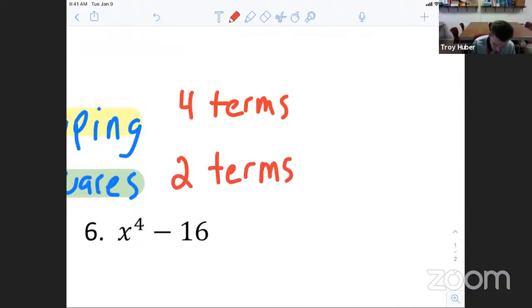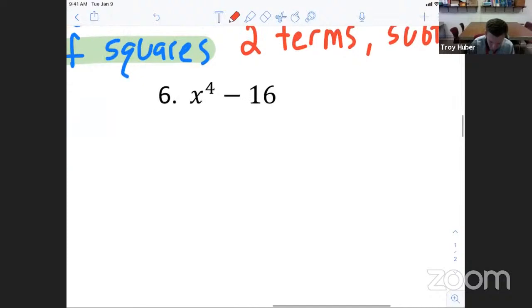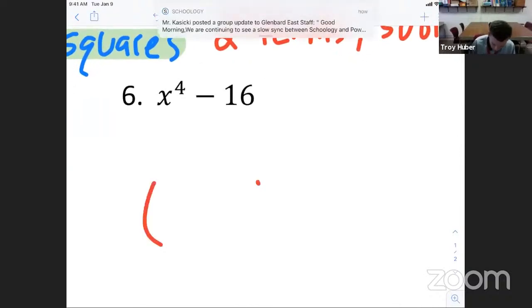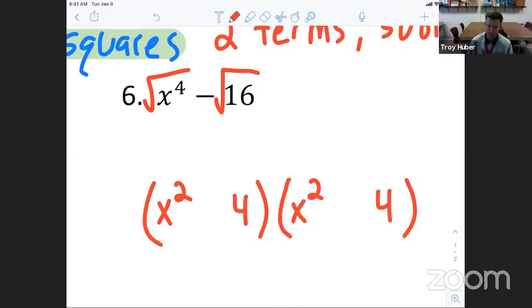Two terms and subtraction. All right, so remember, your difference of squares says that we can do the square root of both of these. So I'm going to do the square root of x to the 4th. The square root of x to the 4th would be x squared times x squared. And then we can do the square root of 16. Well, 4 times 4 is 16. All right, and then we make one addition and one subtraction.